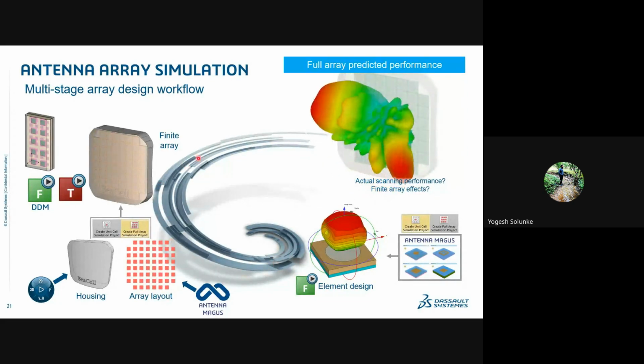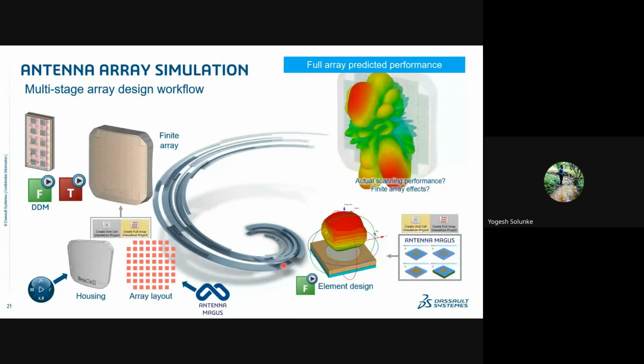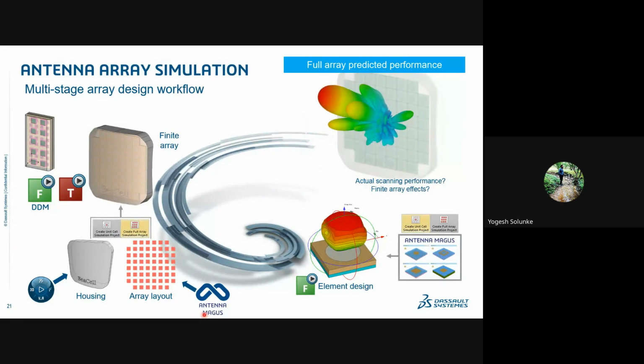Same thing I'll replicate in CST also, so that you'll have an idea how I can design a single element and convert it into the array also. If you have a single element, you can bring it in with the help of Antenna Magus or design it inside CST also. Then you can convert it into the array using this array task, which is available here in CST.